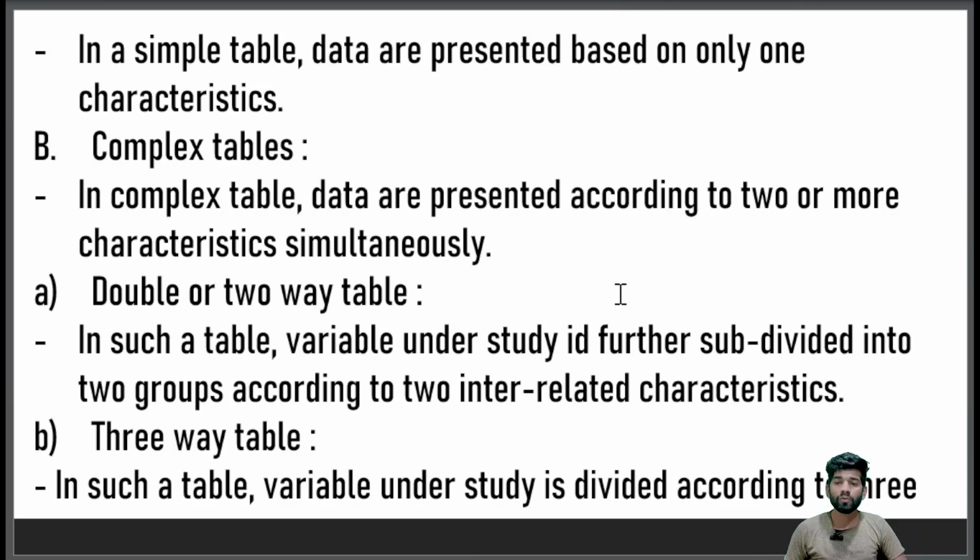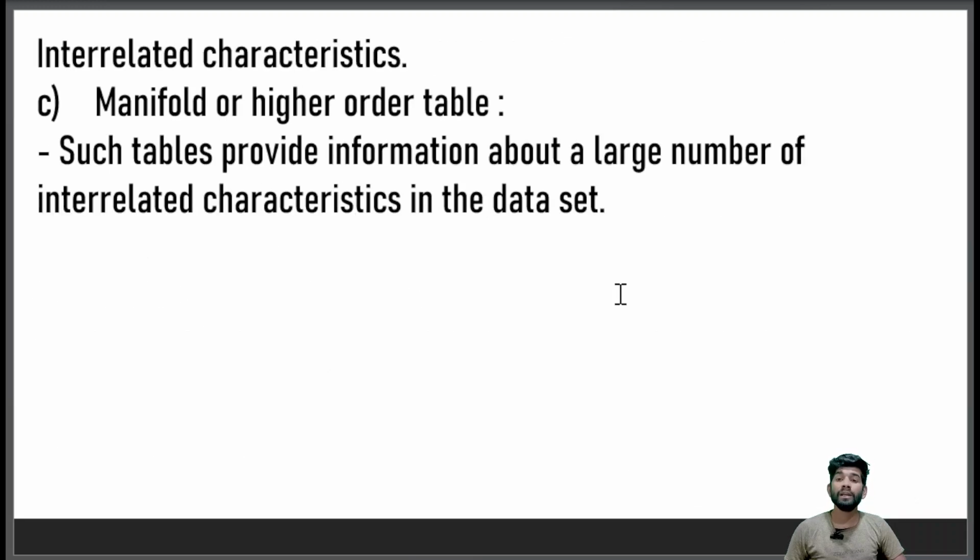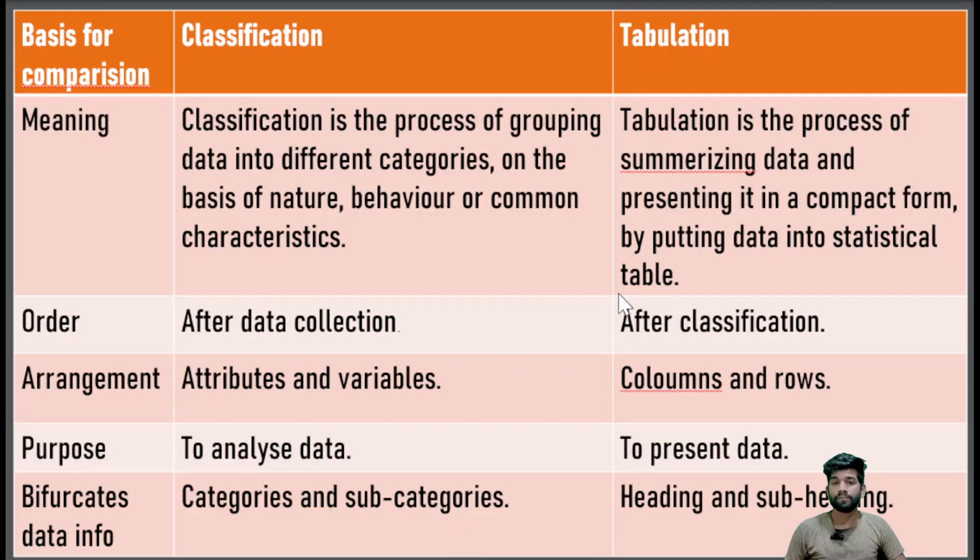Then the double or two-way table. In such a table, the variable under study is further subdivided into two groups according to two interrelated characteristics. Then the three-way table. In complex tables, we are seeing the subtypes: double or two-way table and three-way table. In such a table, the variable under study is divided according to three interrelated characteristics. And the third one is the manifold or higher order table. Such tables provide information about a large number of interrelated characteristics in the data set.